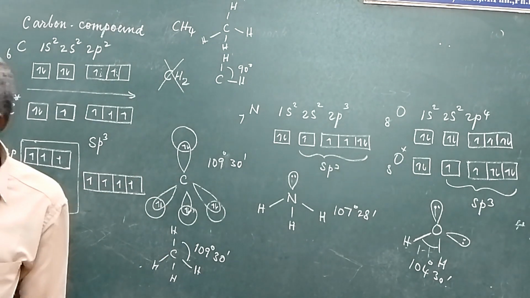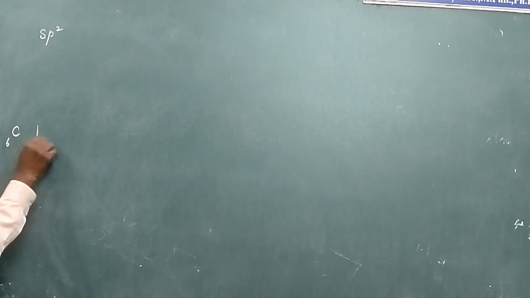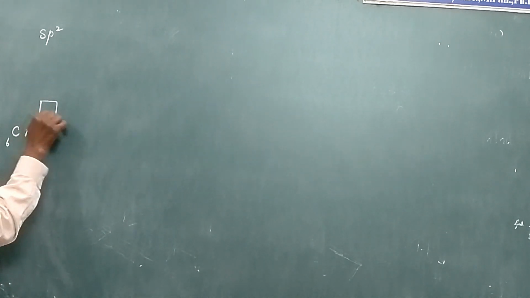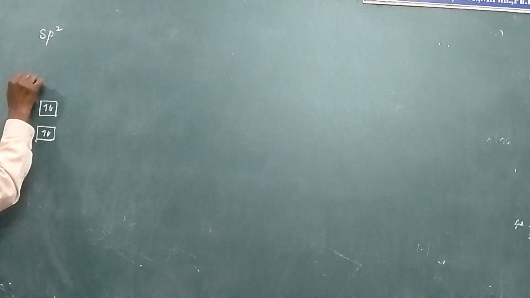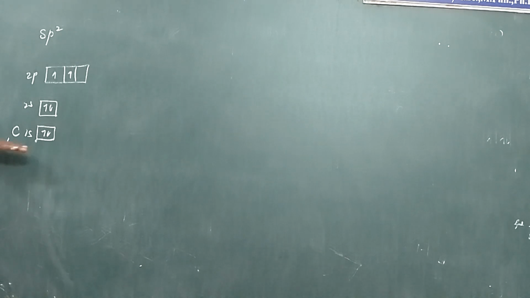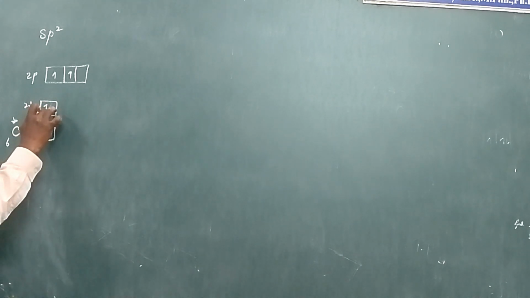Now let me explain the sp2 hybridization. Again, you can clearly understand this if you draw the orbital diagrams like this. Carbon with atomic number 6. So this is 1s with 2 electrons, and 2s with 2 electrons, and 2p with 2 electrons. You have to understand like this, because this is the increasing order of energy. So when the carbon is excited, one of the electrons from the 2s orbital is getting promoted to the 2p orbital.